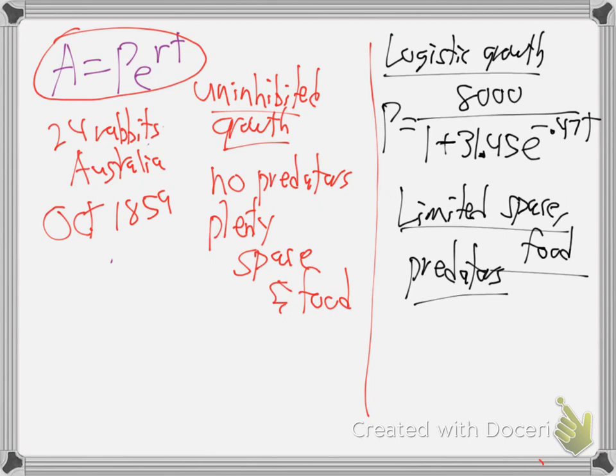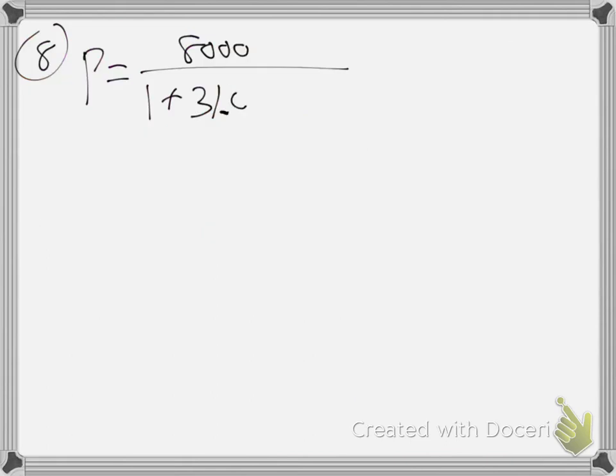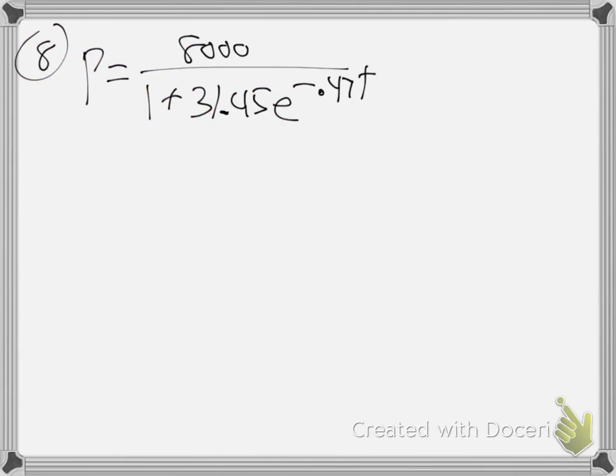Let me put it on a new screen and rewrite it here for you. P equals 8,000 over 1 plus 31.45 e to the minus 0.47 t. Okay, so how does this thing work?